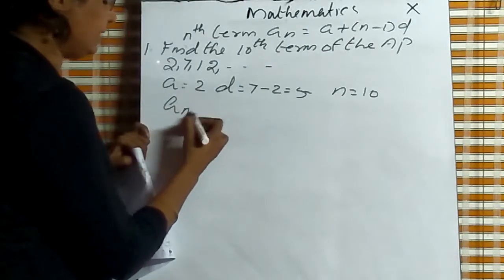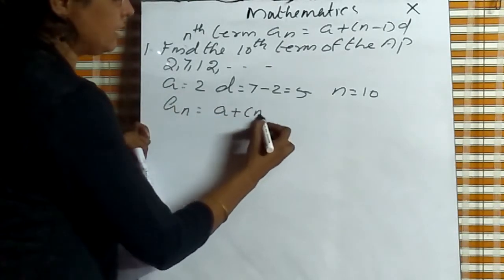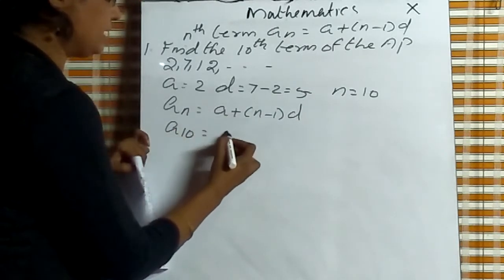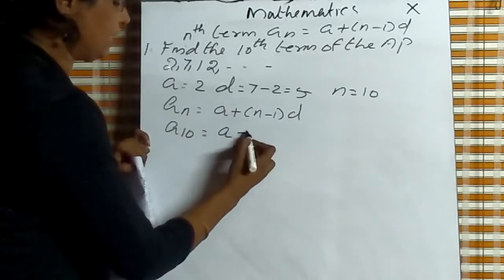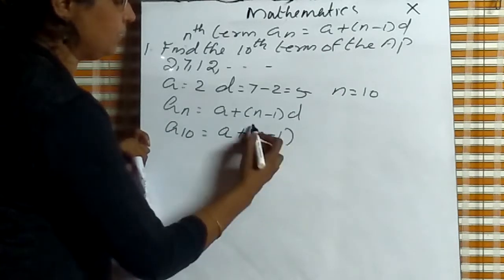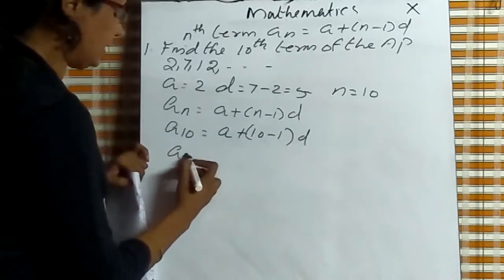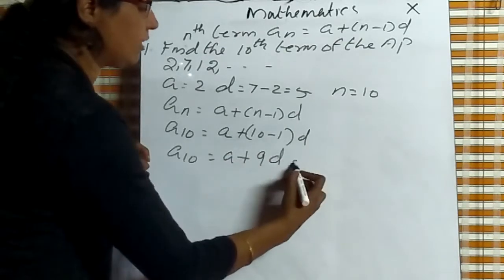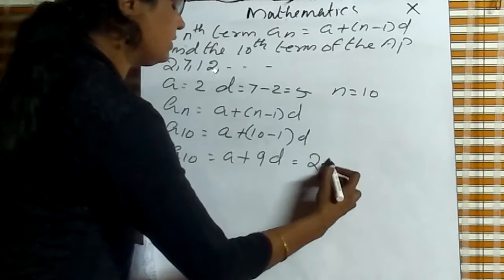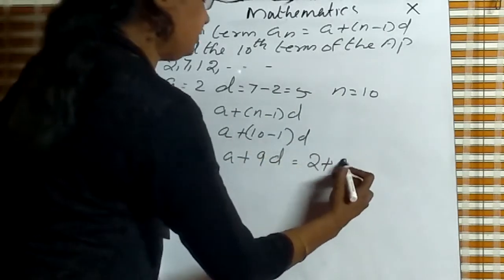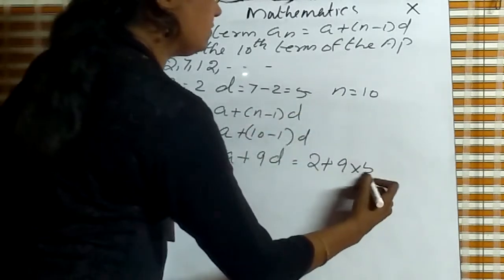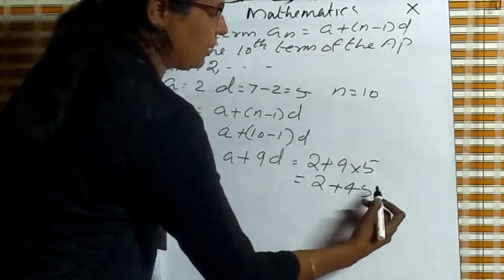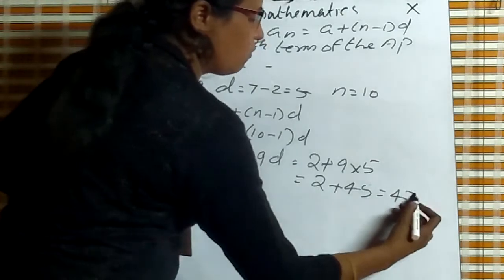We know that AN is equal to A plus (N minus 1) into D. So A10 is equal to A plus (10 minus 1) into D, equals A plus 9D. Substitute the values. What is A? 2 plus 9 into what is D? D is 5. Equals 2 plus 9 into 5, 45. 45 plus 2 is 47.